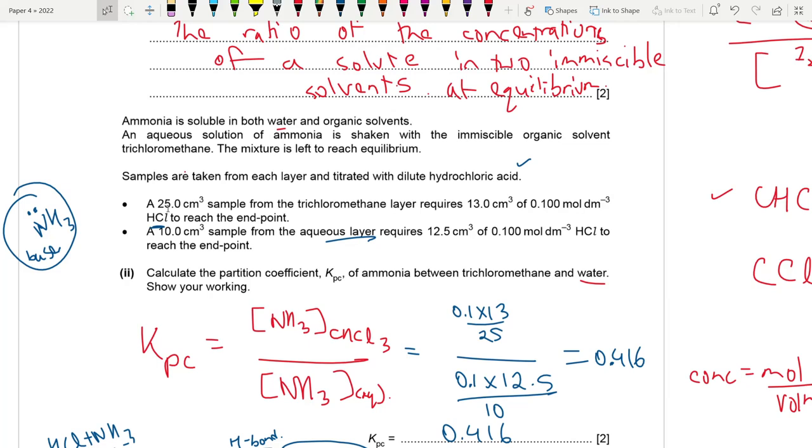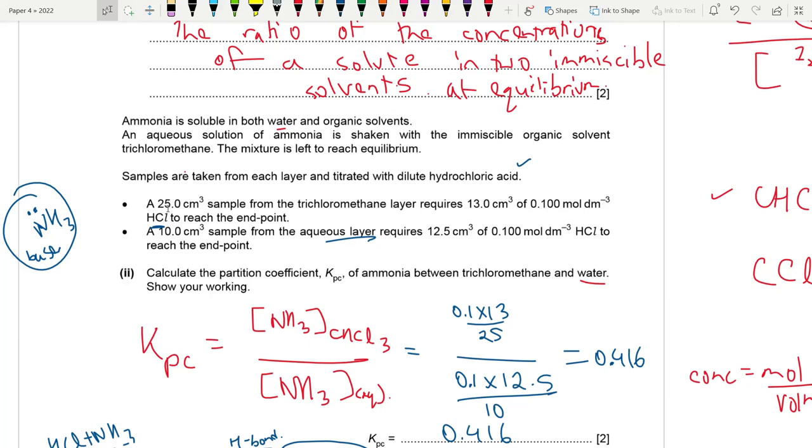So it's 13 divided by 1000 into 0.1, or just 13 into 0.1. Okay, and this is for the trichloromethane layer. What about the aqueous layer? It's 12.5 divided by 1000 into 0.1.